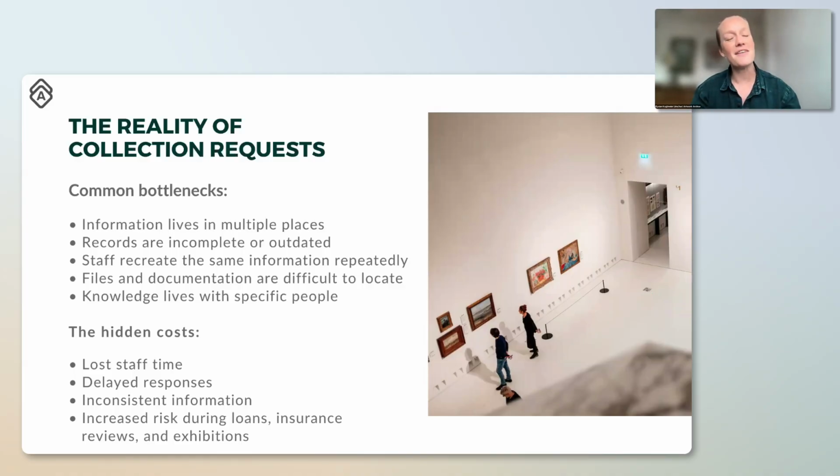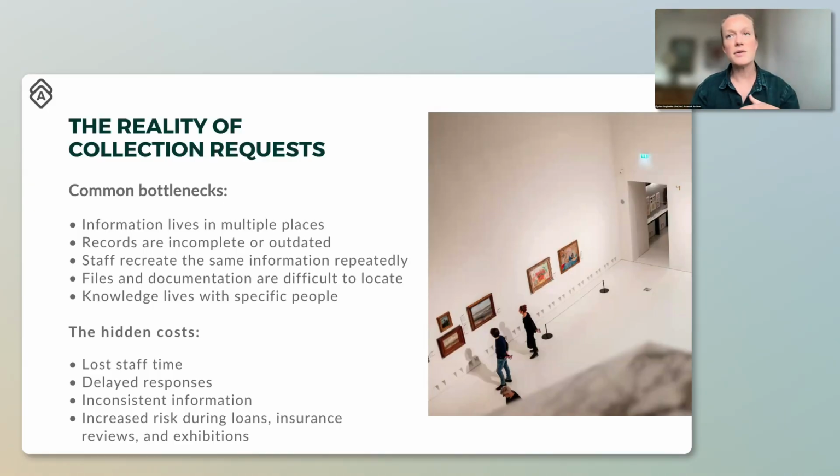And so when that happens, you have common bottlenecks. The information lives in multiple places, and your records may be incomplete or outdated. Staff have to recreate the same information repeatedly. Files and documentation are difficult to locate because they're not with the object information. And knowledge may live with specific people. I get to know folks from different institutions that say all of the collection information is in the curator's head. And when that person retires and leaves, there's going to be no record of all of the great works. So it's important to make sure that all this information is put into a centralized database.